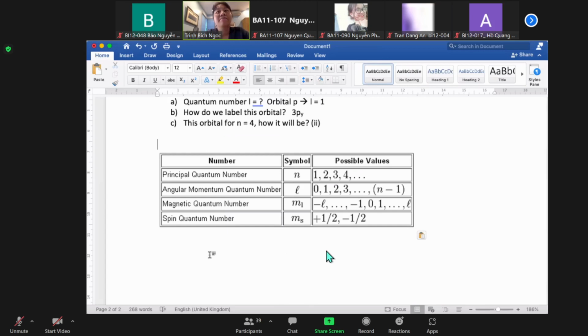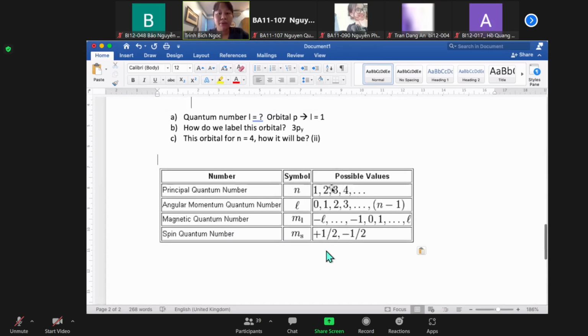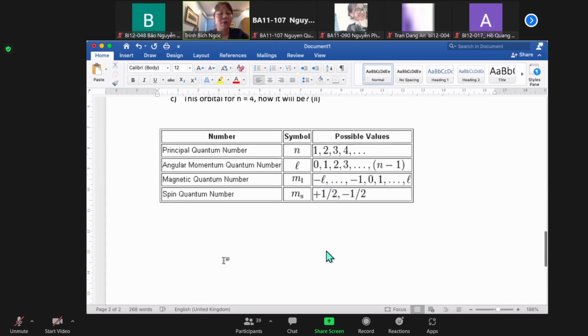Okay, understand? Okay. So you have the possible values of N, L, ML, MS of these four quantum numbers.